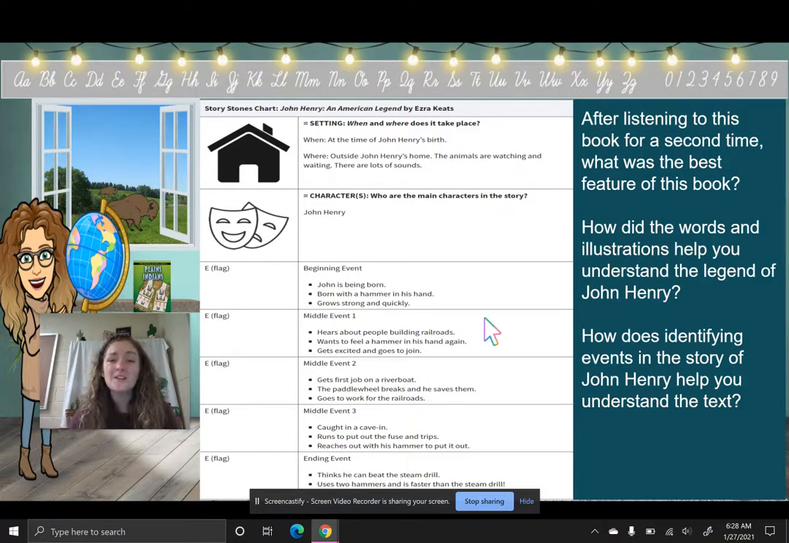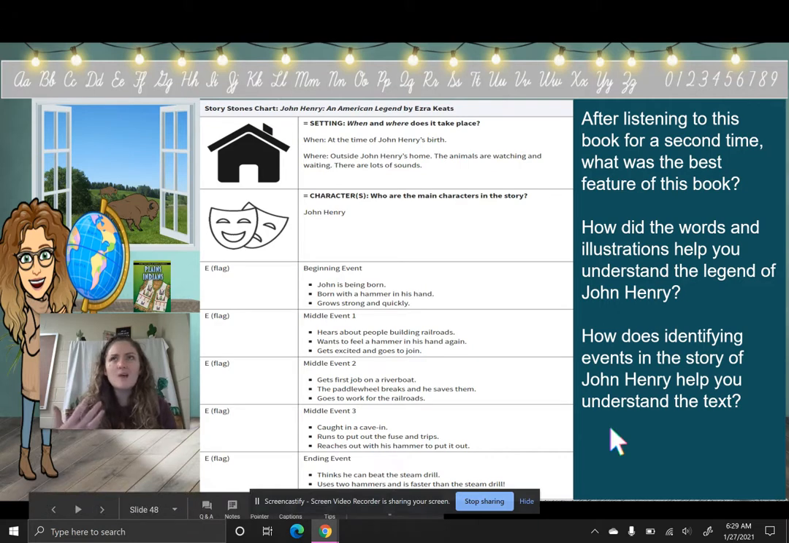And as he was working on the railroads, he was able to save men in a cave-in and stop dynamite from exploding in the cave. The end event was that he beat that steam drill. He raced that steam drill machine with 2 hammers. But at the end of the story, we learned that he died from all that hard work. So, looking at the events in this text, what is something that we learn about John Henry? What is one thing that you learned about John Henry with all of these events?